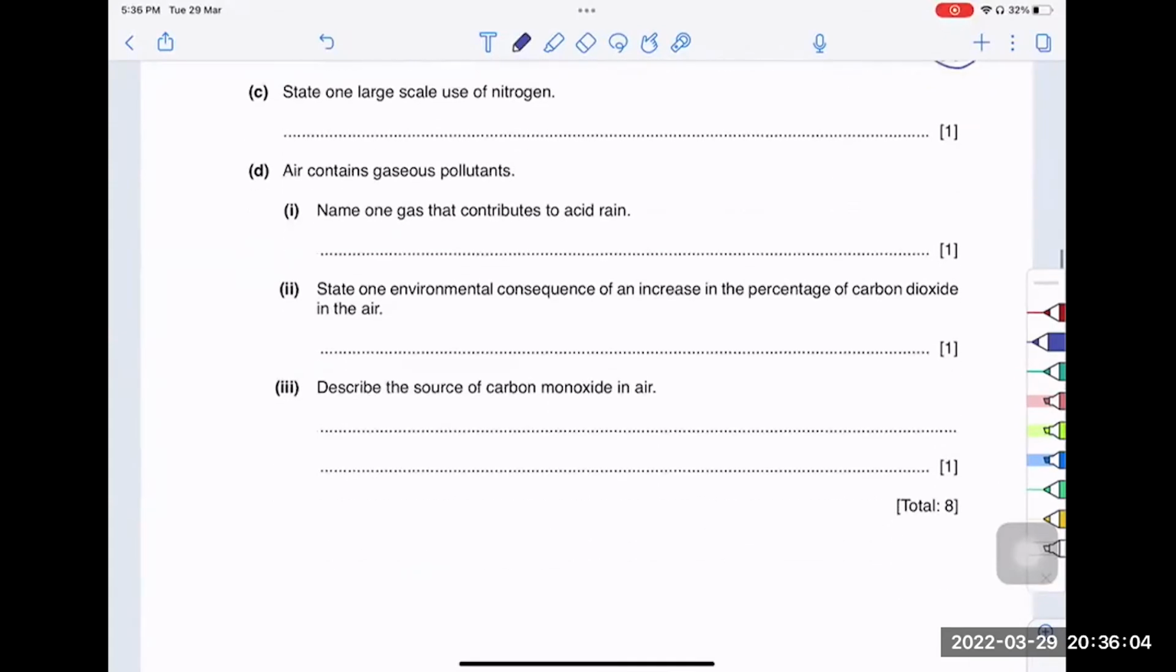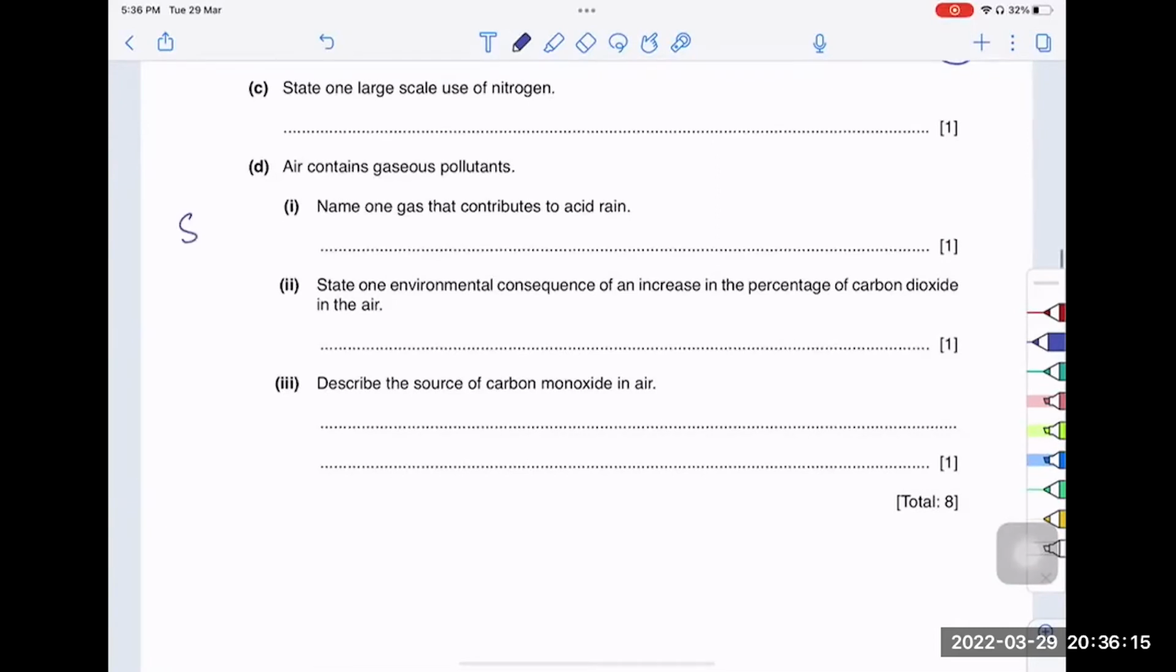Name one gas that contributes to acid rain. Don't say carbon dioxide. Sulfur dioxide, nitrogen dioxide. Those are the two gases. SO2, NO2. They're asking us for the name, not the formula. So sulfur dioxide, that's good enough. Nitrogen dioxide is also good. State one environmental consequence of increasing percentage of carbon dioxide: global warming.